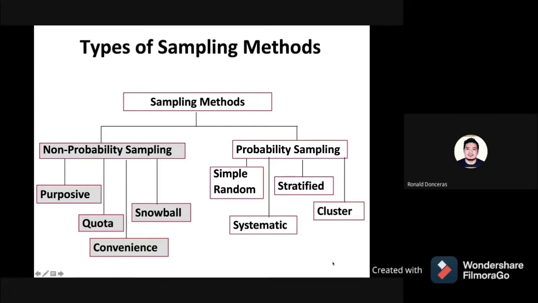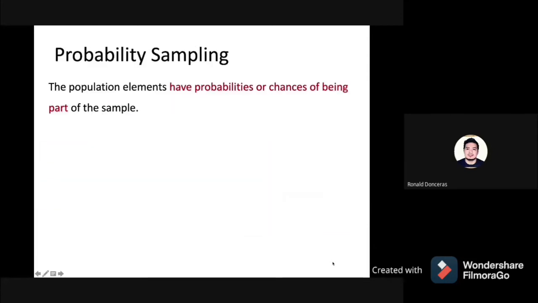Okay? Kailan ba natin pwedeng gamitin si cluster? Ano ba yung mga instances na pwede natin gamitin si snowball? Yung quota, yung convenience. Bakit kailangan ko gumamit ng purposive? Diba? So dapat alam natin yung mga yun. So let us begin with the probability sampling.